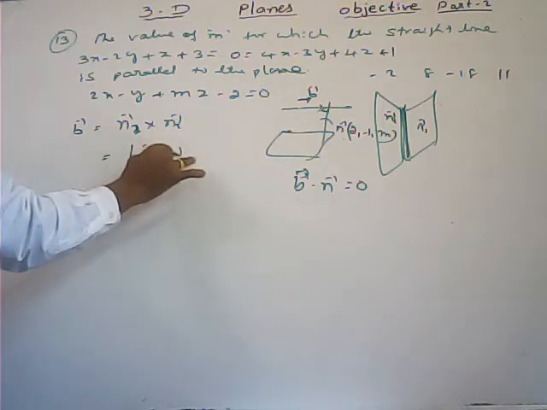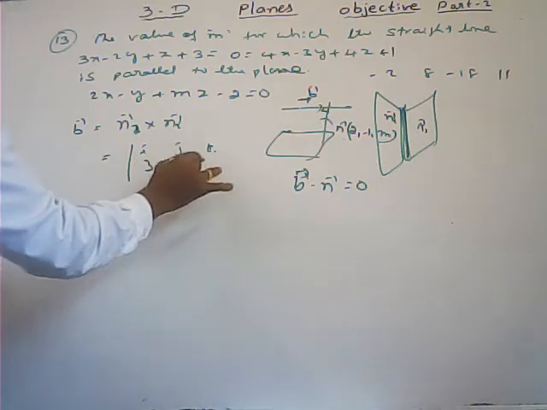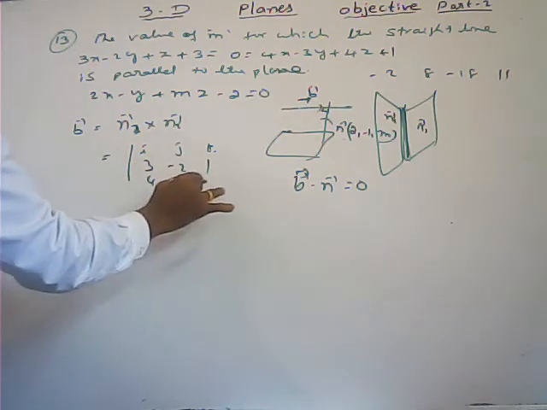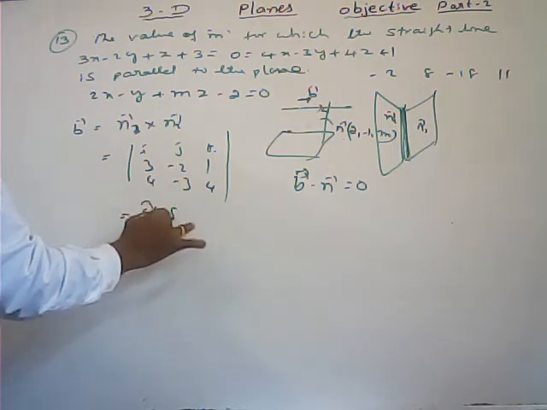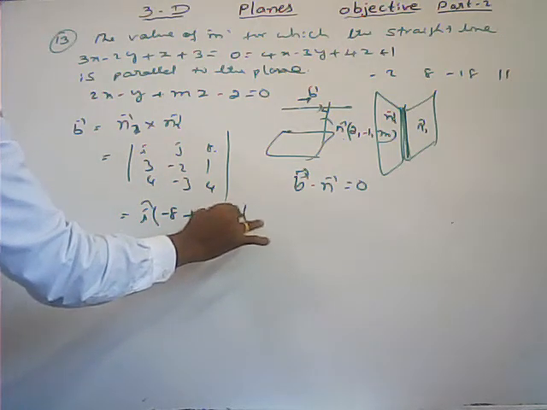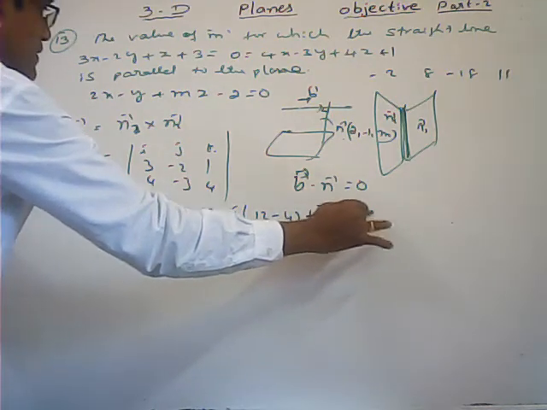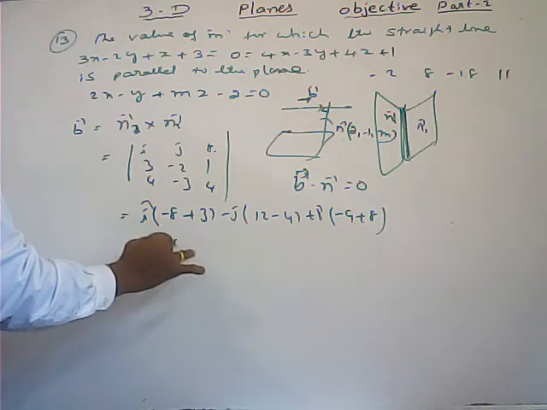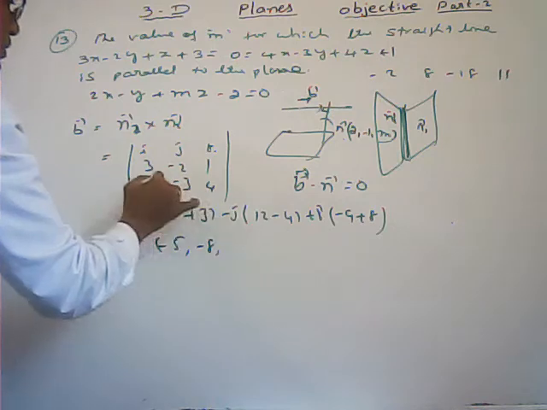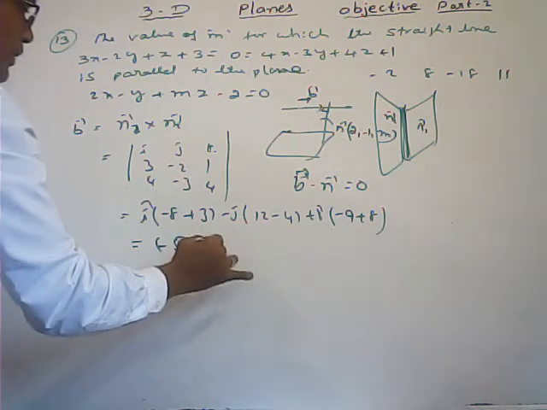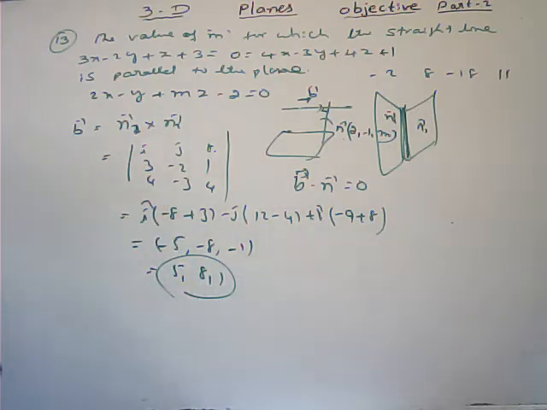i, j, k; 3, minus 2, 1; 4, minus 3, 4. i into minus 8 plus 3, j into 12 minus 4, k into minus 9 plus 8. This is minus 5, minus 8, minus 1. So 5, 8, 1. These are the direction ratios.